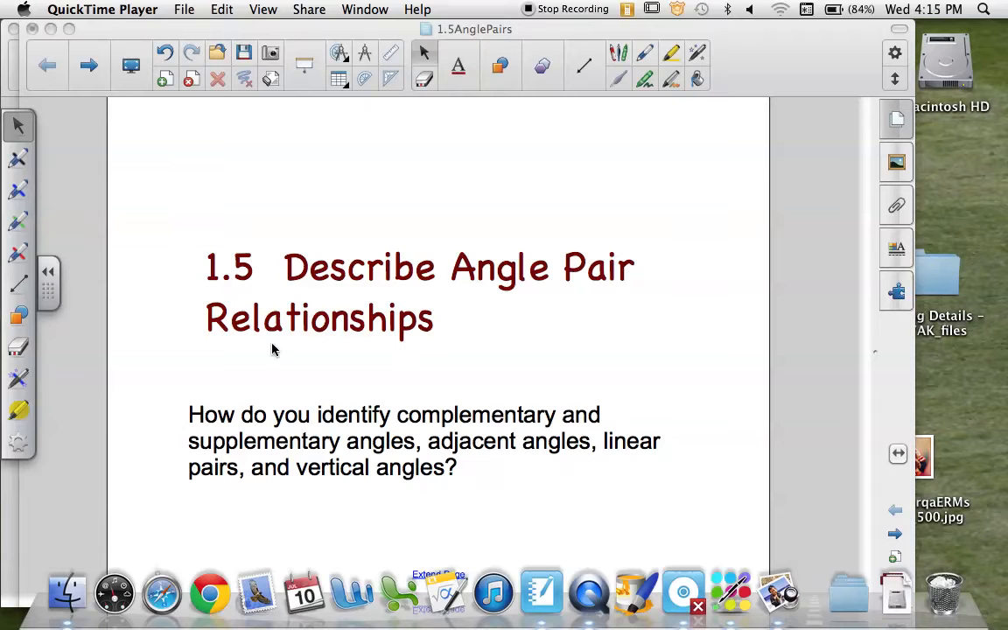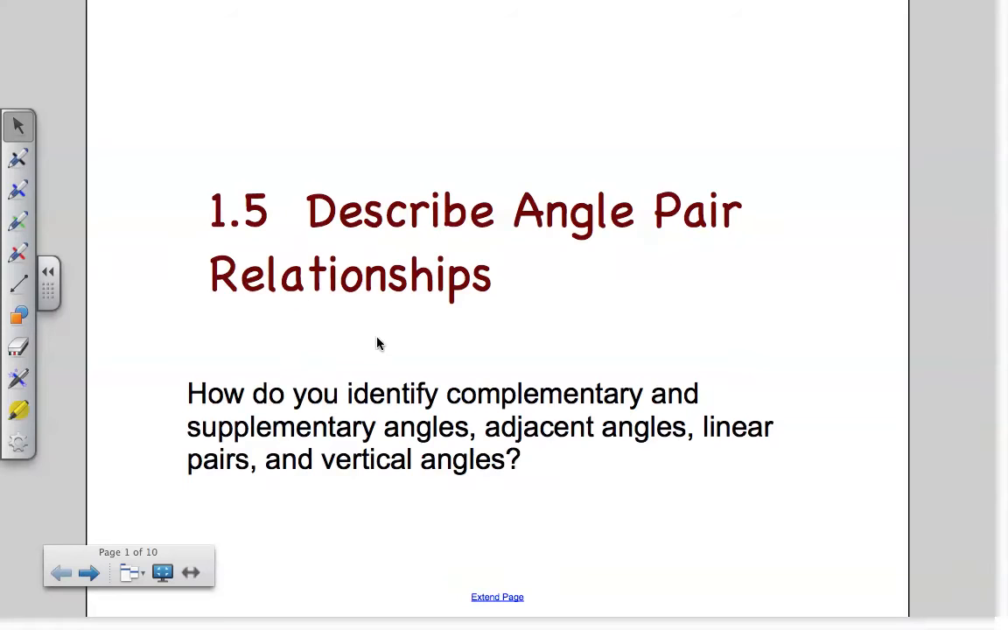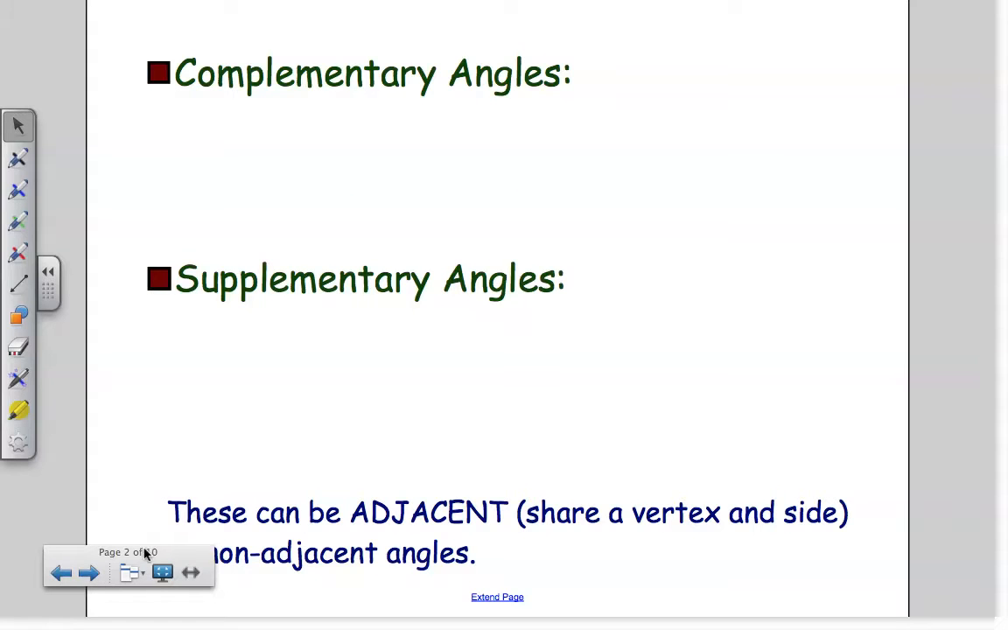In section 1.5, we're describing angle pair relationships and looking at definitions of certain types of angle pairs. The things that we're looking at today are complementary and supplementary angles, adjacent angles, linear pairs, and vertical angles, all important concepts that we're going to use throughout the entire year. Starting out, what are complementary and supplementary angles?